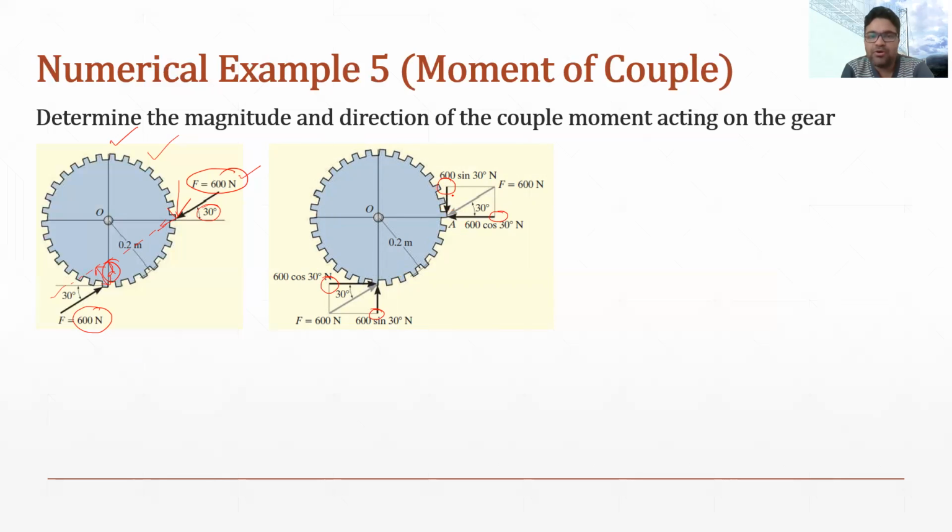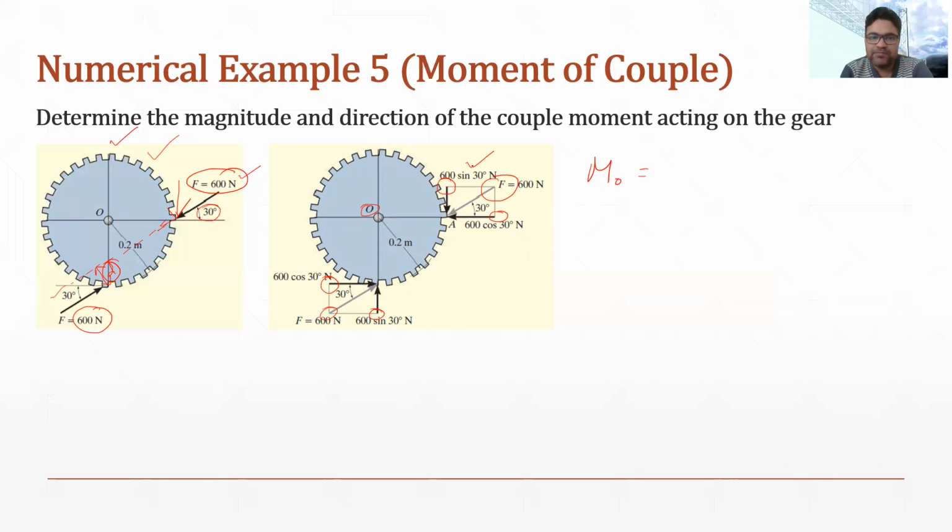The algebraic sum of these two couples will be equal to the magnitude of the couple because of the single force. That is why we will calculate the resultant moment. So we will calculate the moment about O. First we will take this force.